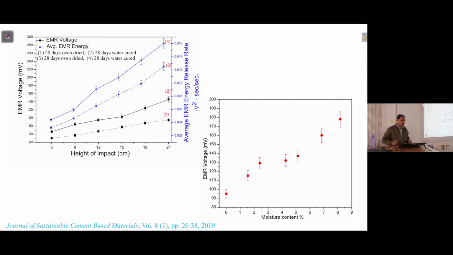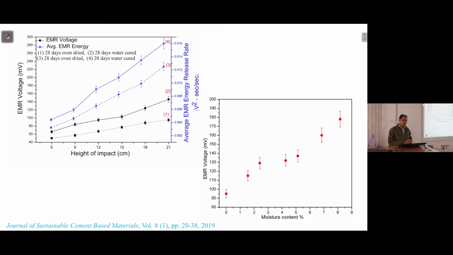Yes, so this point I missed. At the stage of 3 days, you have an ample amount of free water also available within the material. Thereafter, it becomes part of this hydrated product.